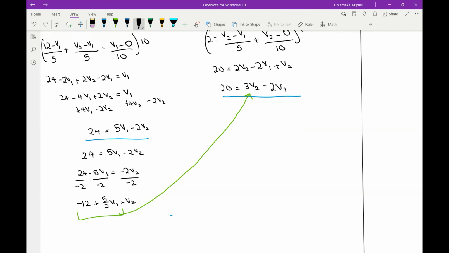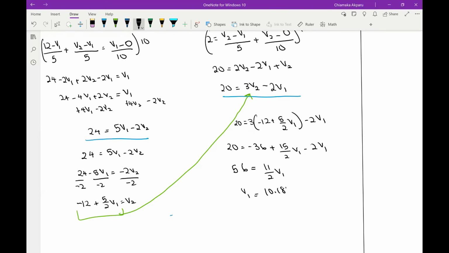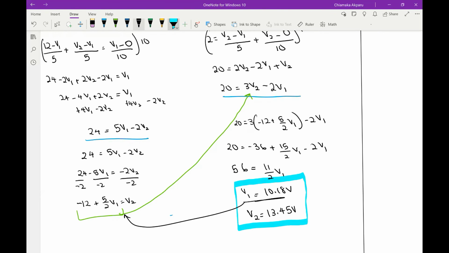Then we're going to have 20 is equal to 3 times negative 12 plus 5 half v1, minus 2v1. 20 is equal to negative 36 plus 15 over 2 v1 minus 2v1. So we'll have 56 is equal to 11 half v1, and then v1 is equal to 10.18 volts. And then by plugging this back into this equation, we will have V2 is equal to 13.45 volts. And then this is going to be our answer. I'll have Olivia walk you through the second step.